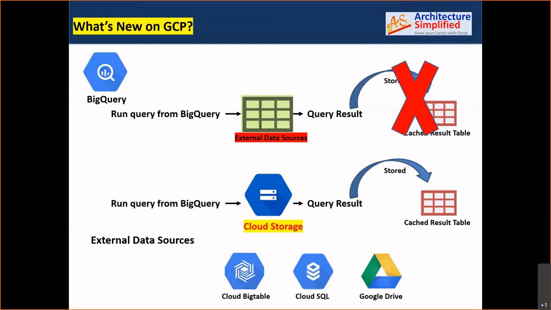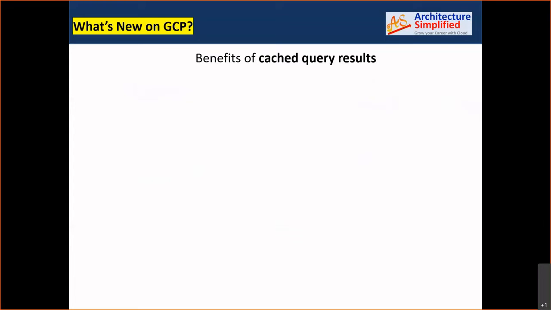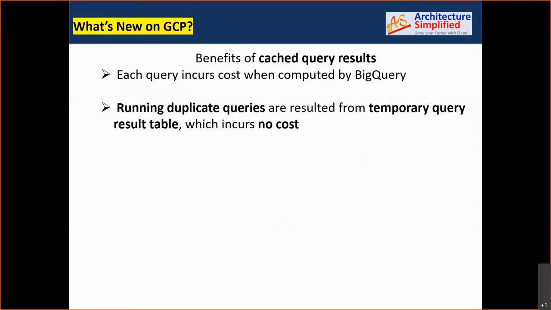So the next question is, what's the benefit of this updated feature in BigQuery? There are a few benefits which you can get if you use the cached query result. Every time you run a query from BigQuery, there is a cost involved for computing the query. If you need to run duplicate queries multiple times, the cost keeps on adding. That's when you can use cached query results to get results for the duplicate queries.